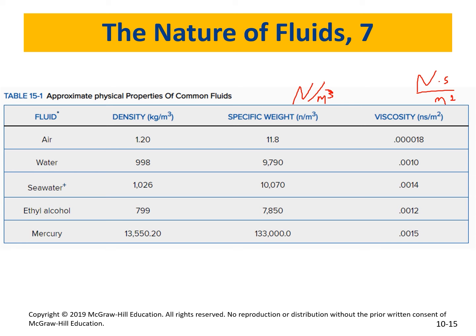And if you look at the values, air has a density of 1.2, water has a density of 998, seawater is 1026. That's the density. Ethyl alcohol, 799. Am I pronouncing it correctly? Ethyl alcohol. And then you have mercury. Look how big that is, 13,000. It's very dense, and that's why we're using it in thermometers, temperatures. Now, specific weights, those are the values, and then you have viscosity. Which one do you think is larger, the viscosity, the harder the fluid flows? So air, very small, mercury 0.0015. This is actually a very, very, very large value for a viscosity.